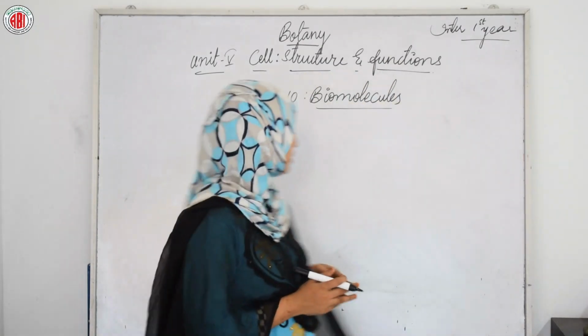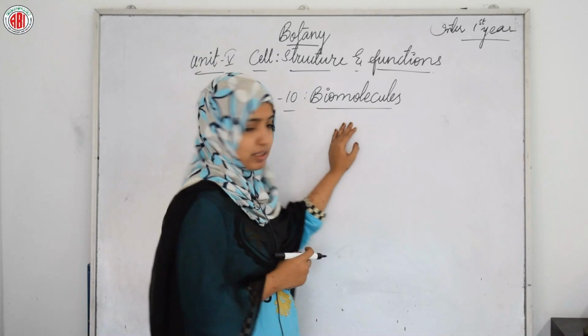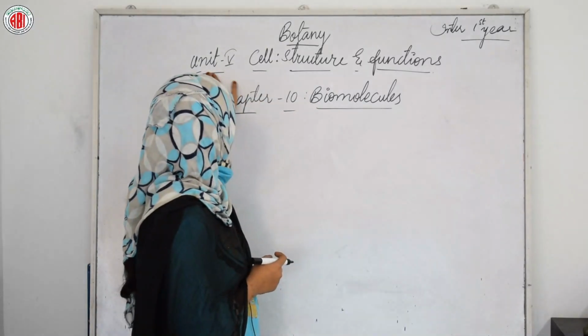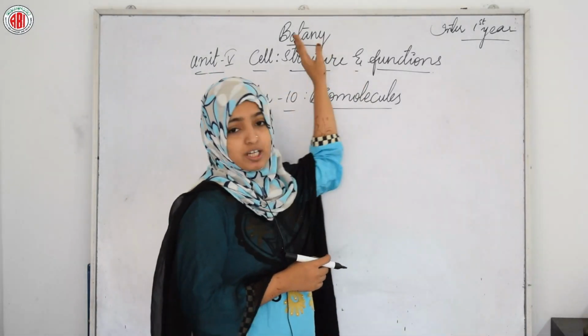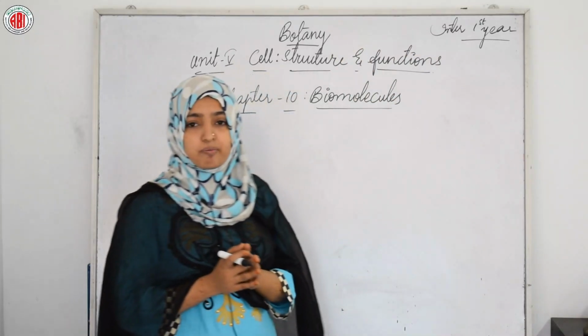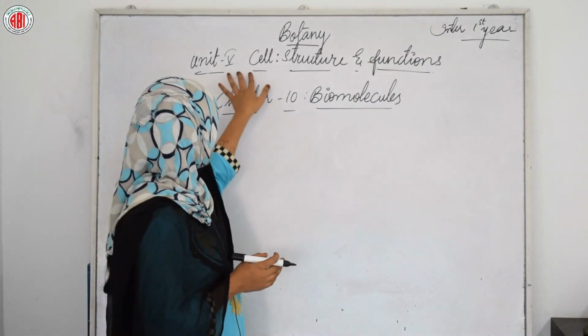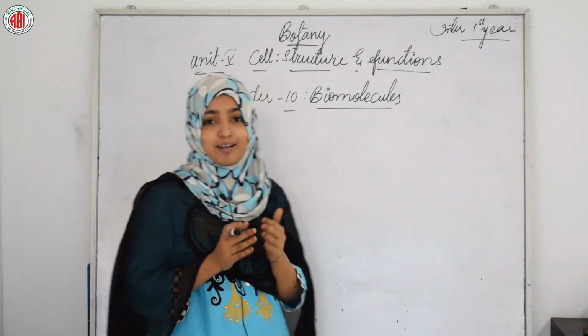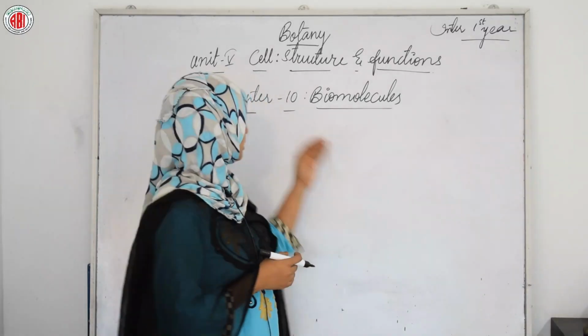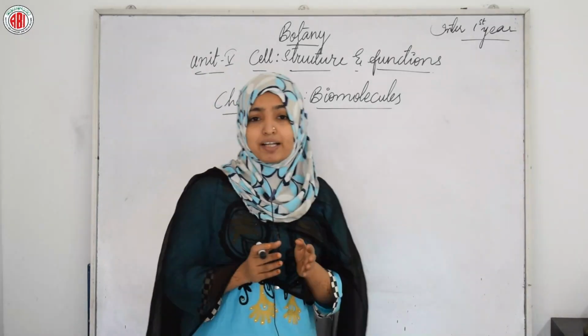Today we are going to start chapter 10, that is biomolecules, from unit 5, that is cell structure and functions of botany, into first year. In our previous class we have already started this unit, and from that we have already completed chapter 9. Now it's time for chapter 10, that is biomolecules.